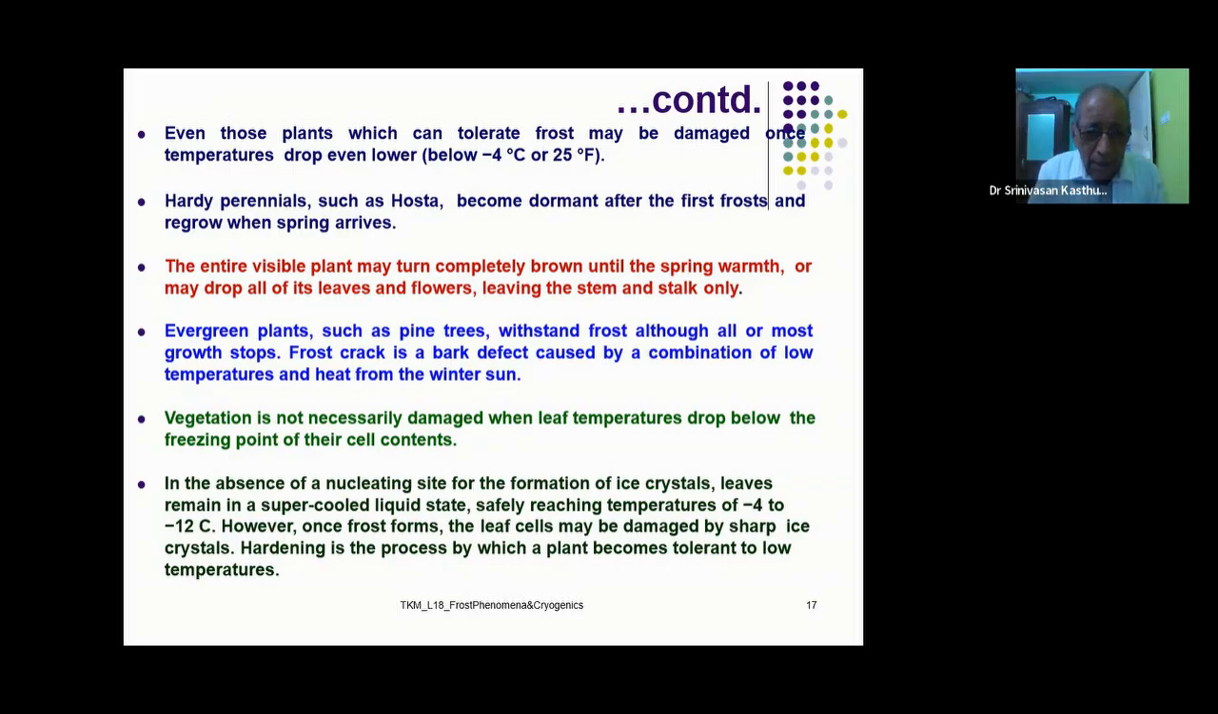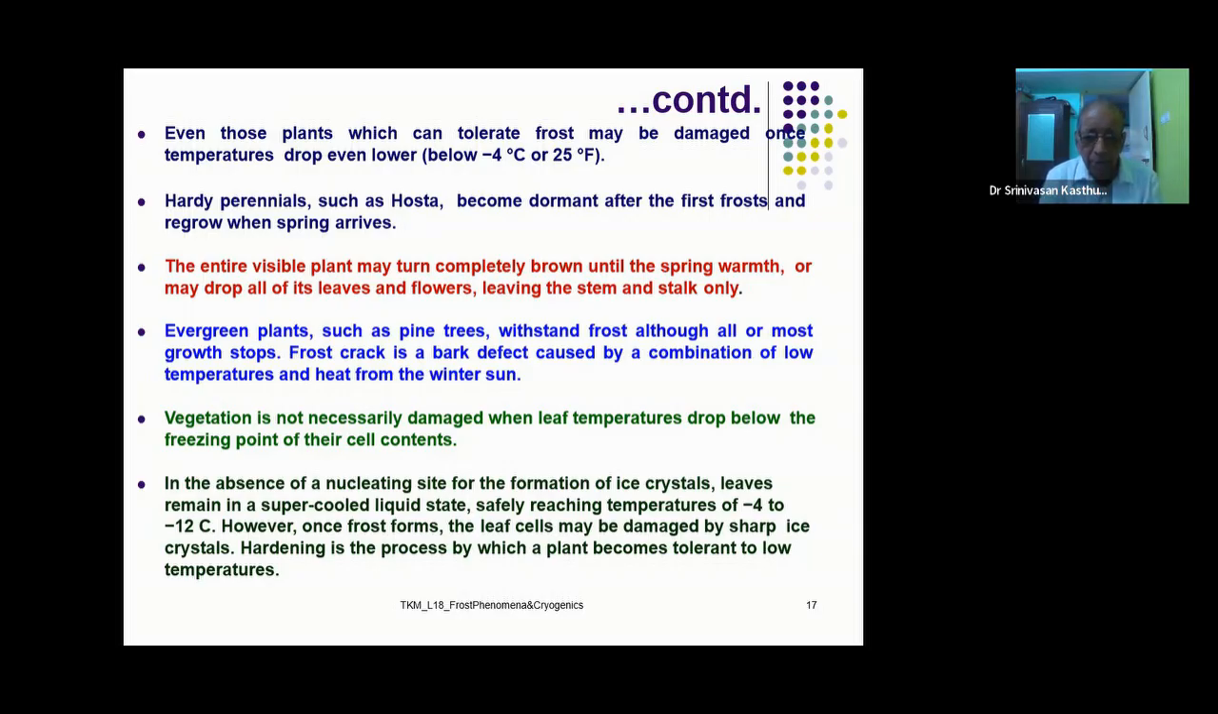So vegetation is not necessarily damaged when the leaf temperatures drop below the freezing point, or their cell contents. But what happens is the vegetation does not proceed. It becomes dormant. In the absence of nucleating sites for the formation of ice crystals, leaves remain in a supercooled state. Okay. And safely reach temperatures of -4 to -12 degrees. But once the frost forms, the leaf cells may be damaged by sharp ice crystals.